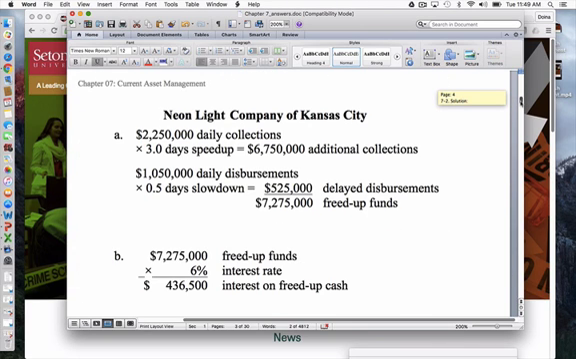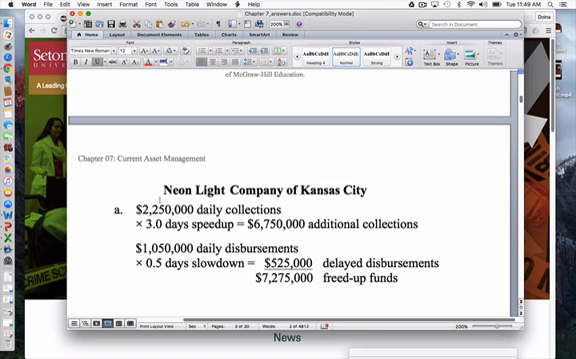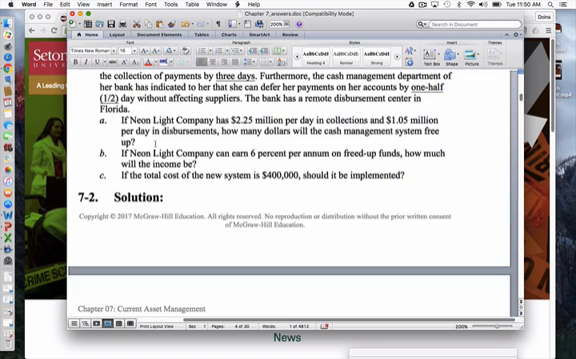Let's see what we have here. So we have 2.25 collections times 3, that's the amount here, and plus 1.05 times half a day, this is what it is, and then that's the total here. And then let's see, that was point A. B, if you can make an interest of 6%, how much is your benefit from this decision? Then you apply 6% to the cash freed up and see the amount.